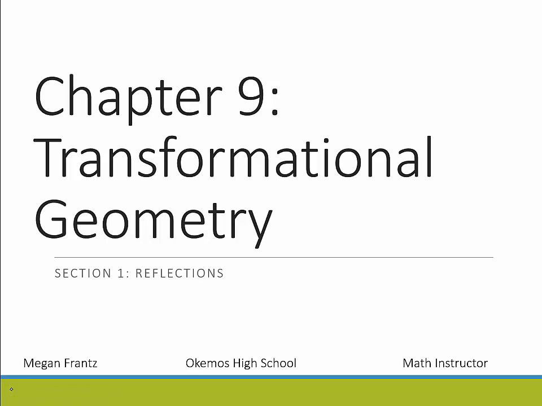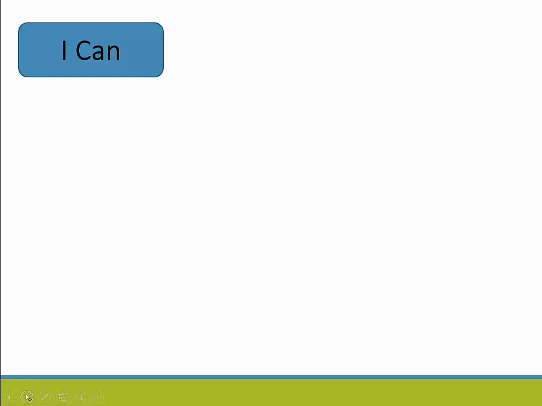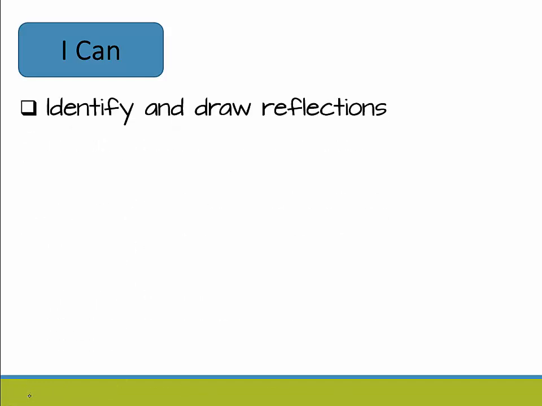Chapter 9 is about transformational geometry, and we're going to start off with reflections. By the end of this lesson, you should be able to identify and draw some reflections.